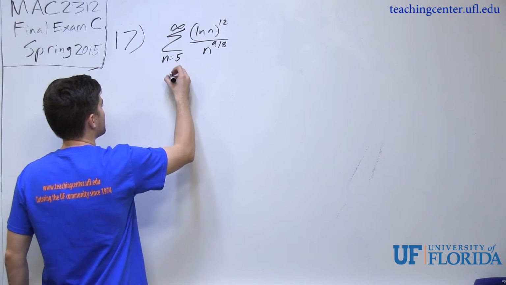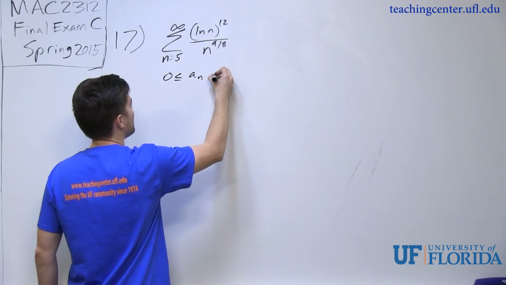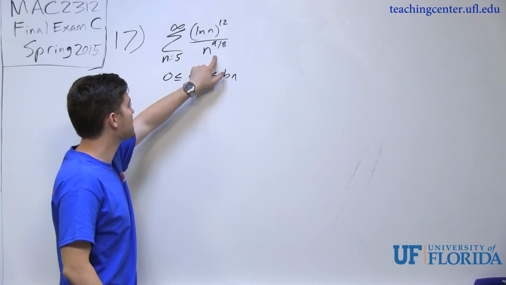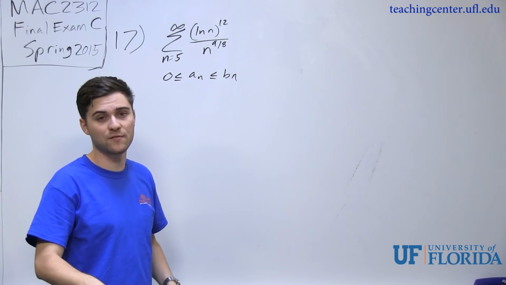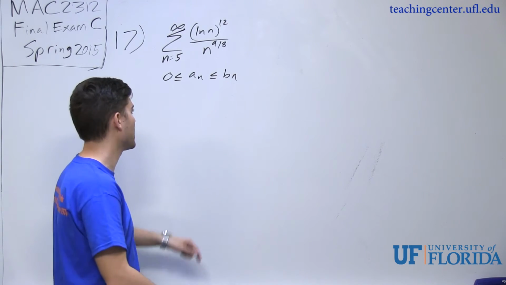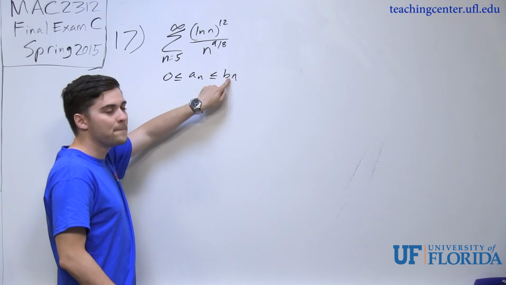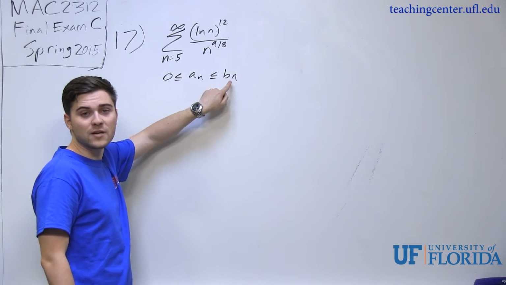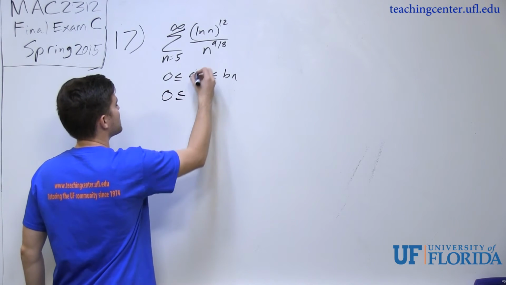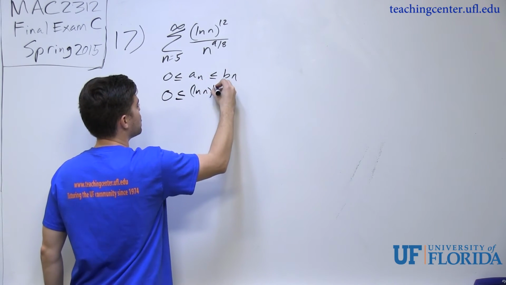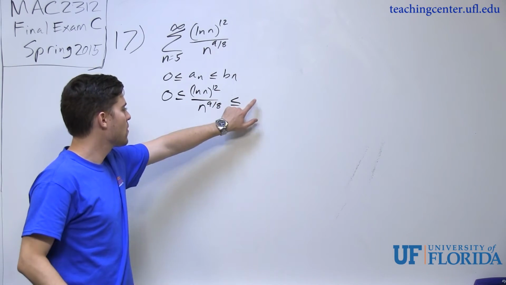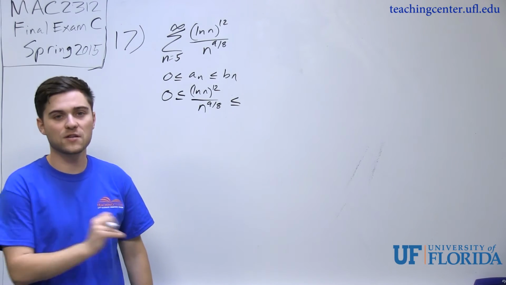Remember, a direct comparison says that 0 has to be less than or equal to a sub n, which has to be less than or equal to b sub n. I know this should be convergent because of the answers; if it isn't convergent, that doesn't make any sense and we probably did something wrong somewhere. If this needs to be convergent, b sub n, the series that I'm comparing it to, needs to be convergent for my a sub n to be convergent. So I'm going to say that natural log of n to the 12th over n to the 9 over 8 has to be less than or equal to some series that I know is convergent.